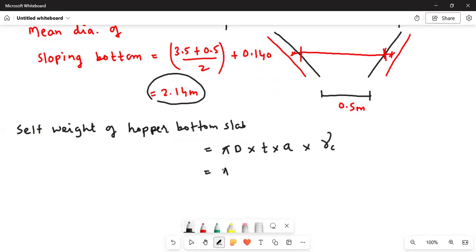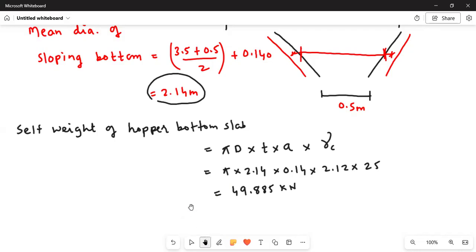So pi into 2.14, we will take the mean diameter. Thickness is 0.14, 140 mm. A, we have calculated the inclined length of the hopper bottom. We have calculated it is 2.12 into 25. Okay. The self weight is coming as 49.885 kilonewton. But we need to consider the total load.